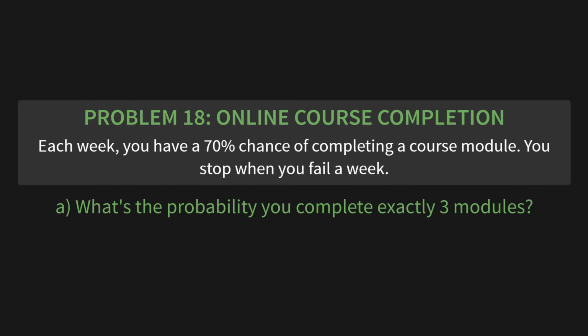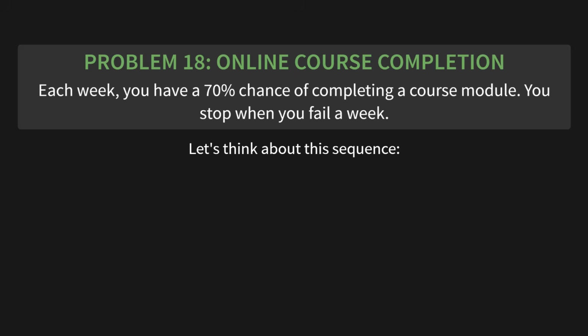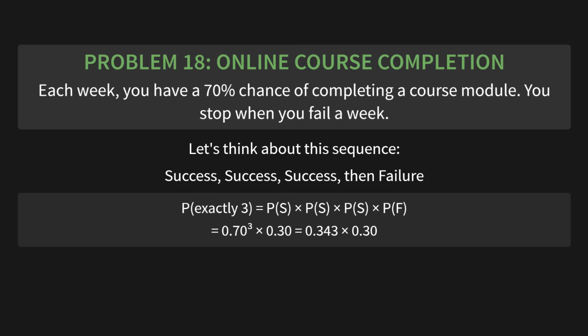Think about what needs to happen. You need to succeed week 1, succeed week 2, succeed week 3, then fail week 4. It's that specific sequence. So we calculate 70% times 70% times 70% for the 3 successes times 30% for the failure. That's 0.7 cubed times 0.3, about 10% chance. 1 in 10 students will complete exactly 3 modules.